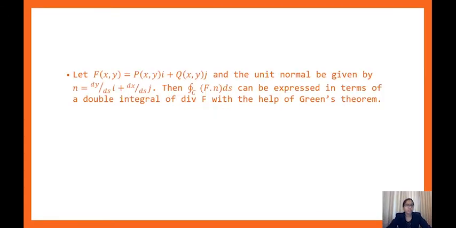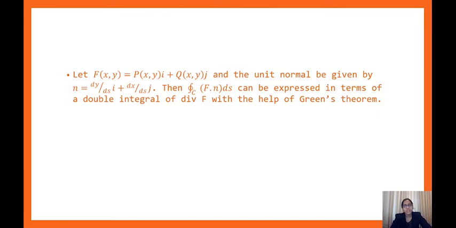Let F = P i + Q j be a vector field, and consider the unit normal on the curve C. On this curve C, consider the unit normal to be n = dy/ds i + dx/ds j. Then what will be F dot n? F dot n ds will be nothing but the integral of P dy plus Q dx. So that is similar to the divergence.